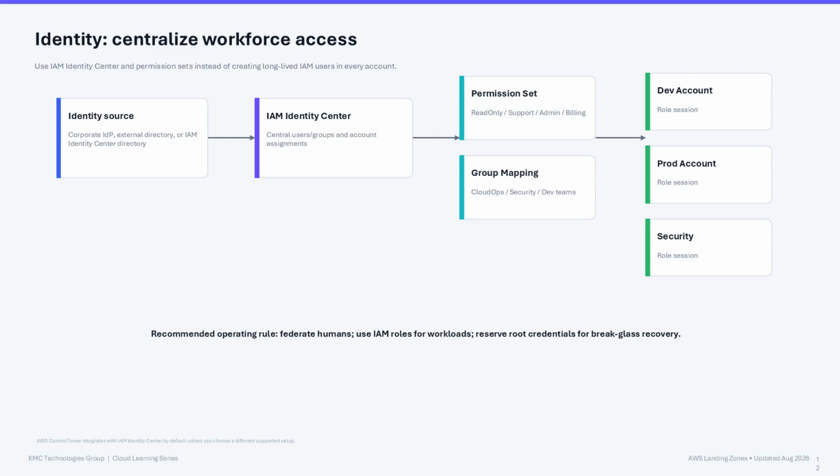Identity should be centralized from day one. IAM Identity Center lets administrators assign users and groups to AWS accounts through permission sets. Instead of creating IAM users in each account, users federate and receive temporary role sessions. For workloads, use IAM roles and short-lived credentials. Root users should be protected and treated as emergency credentials, not as normal administration identities.